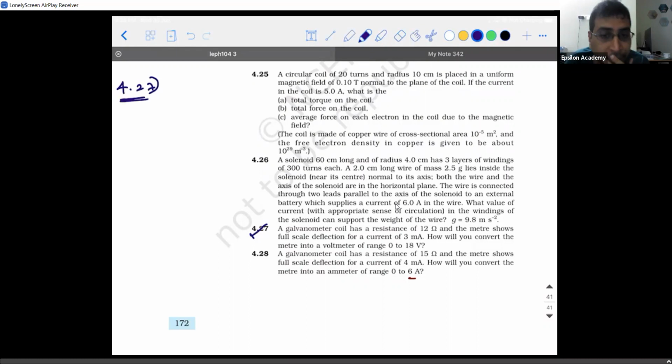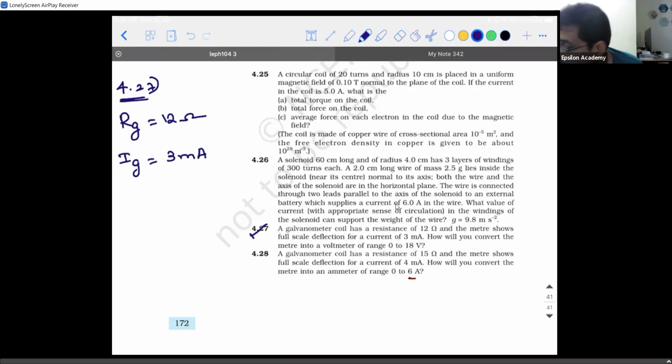So there is a galvanometer coil which has a resistance of 12 ohm. And the meter shows full scale deflection current of 3 milliampere. So Ig is equal to 3 milliampere. How will you convert the meter into a voltmeter of range 0 to 18 volt? So the maximum voltage it is supposed to measure is 18 volt. How will you convert it?